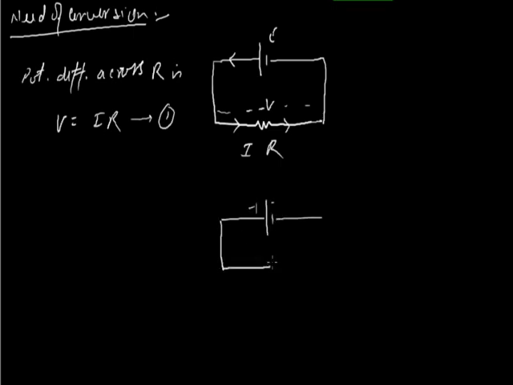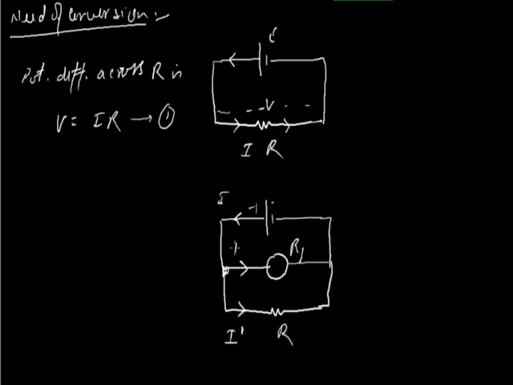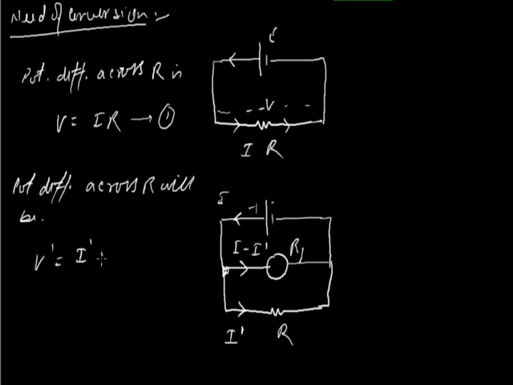This one is the galvanometer, its resistance is Rg, and this one is the external resistance capital R. Total current I will be here. At this point it is divided into two parts. Some part will flow through this resistance R, I dash, and the rest, I minus I dash, will flow through this coil. Now the potential difference across R will be V dash, that's I dash into R.